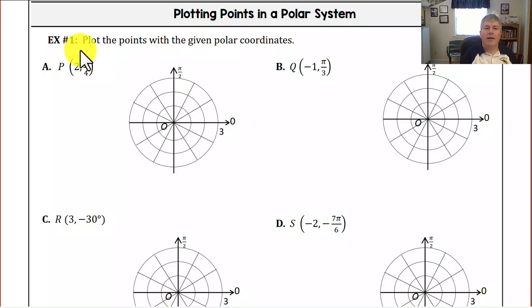So let's go ahead in example 1 and plot some points. Let's plot point P on our polar plane here. So we have an r of 2 and a theta of pi over 4. So I'm going to extend 2 out from my pole, and I'm going to rotate pi over 4. And that would be point P.